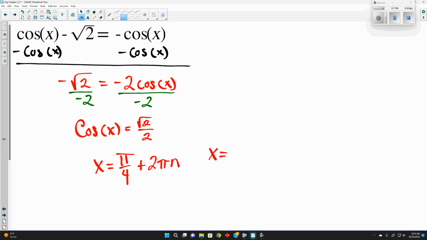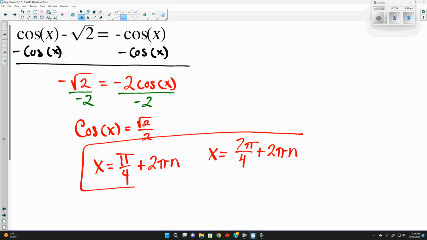Now for the other one, if we keep going around, well, we do get a positive square root 2 over 2. It's 7 pi over 4, plus 2 pi n. And those are the only two multiple angle spots where we have square root 2 over 2. So that would be our answer. Questions on these?